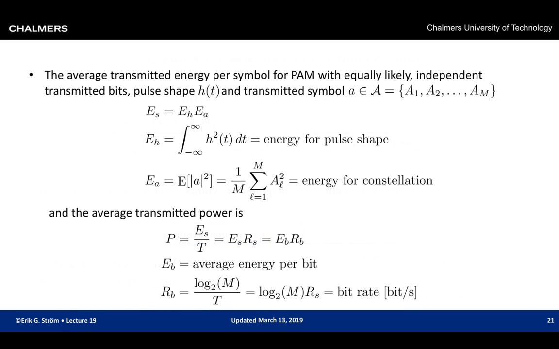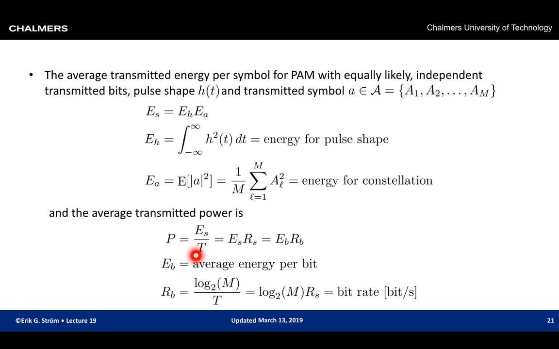Okay, how to compute this? Well, first of all, as it turns out, we need to know the energy per symbol. The energy per symbol is the energy for the pulse that we use times the energy for the constellation. The energy for the pulse is this integral. The energy for the constellation is the average amplitude squared. Take the amplitudes, square them, and take the average of these numbers, and then we get the energy for the constellation.